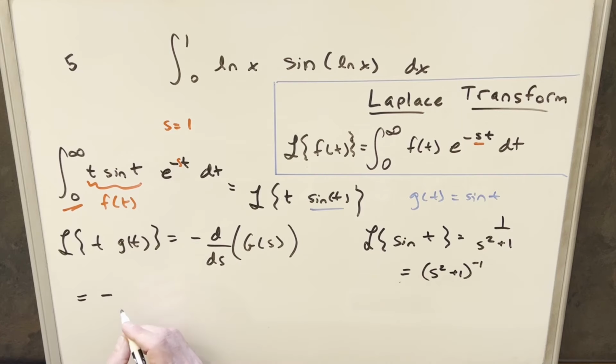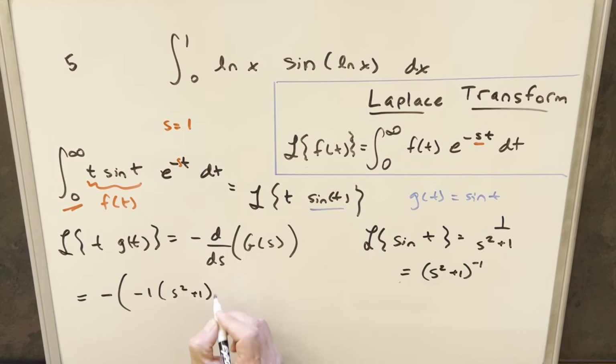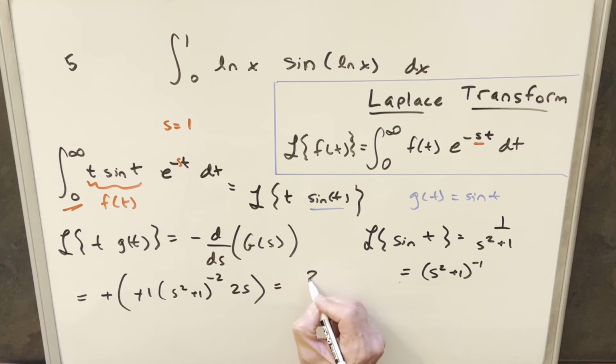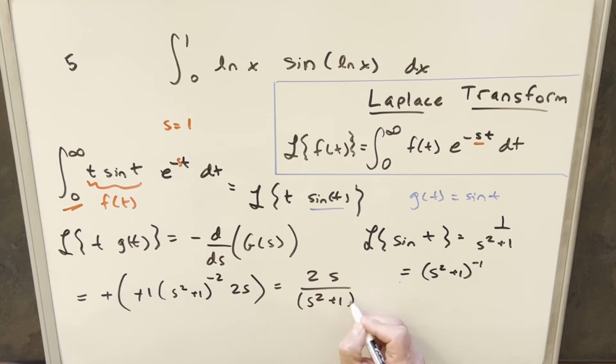The derivative of this is going to be, we'll just use the power rule. It's going to be minus 1 times s squared plus 1 to the minus 2. And then we're going to need the chain rule and what's inside, which is just going to give me 2s. Minus times minus here is going to cancel and just be a plus. And so I can write this here as 2s over s squared plus 1 all squared.